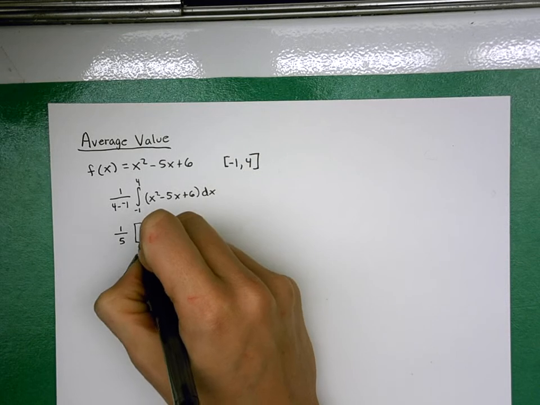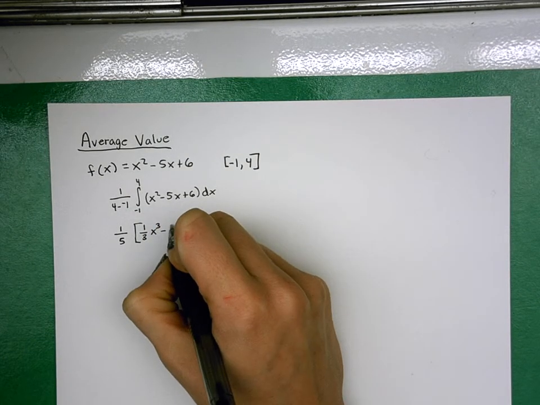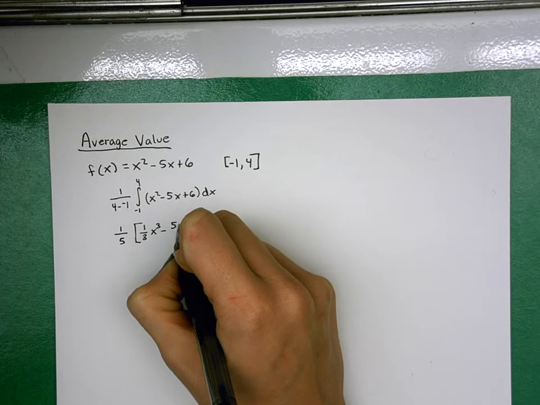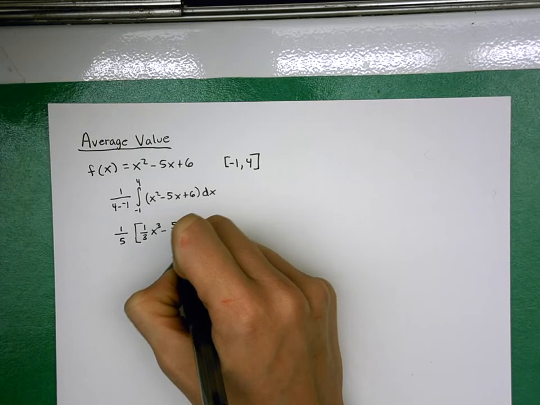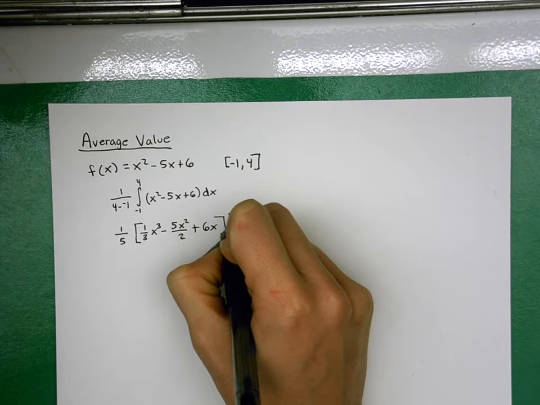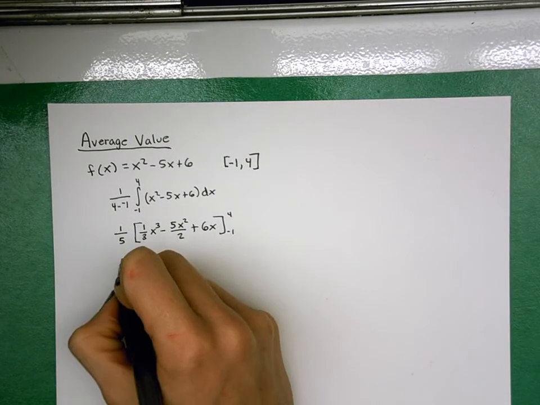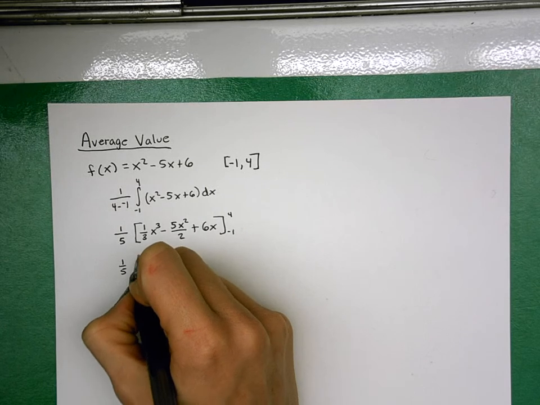The antiderivative of x squared is 1/3 x cubed. Antiderivative of 5x is 5x squared over 2. And the antiderivative of 6 is 6x. Okay. Now we're going to go ahead and plug in our upper minus plug in our lower.